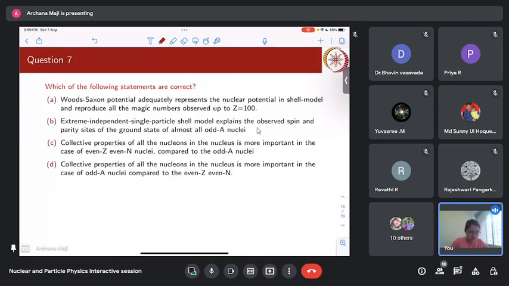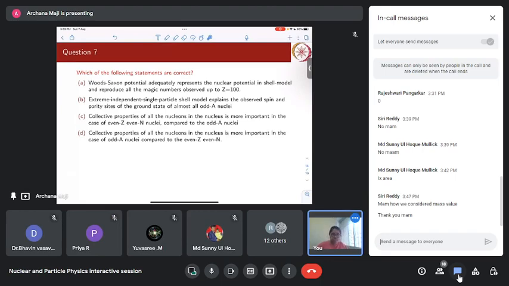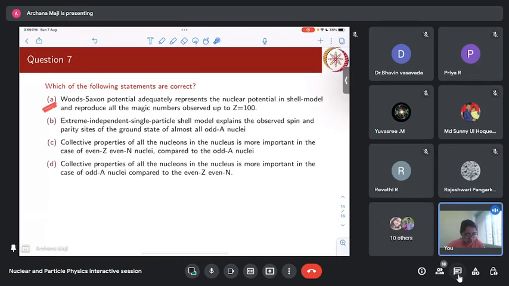Okay, I want you to answer this question. Which of the following statements are correct? Woods-Saxon potential adequately represents the nuclear potential in the shell model and reproduces all the magic numbers observed up to Z equal to 100. If you have gone over the lecture, you must know this. Is this option A correct? Can this Woods-Saxon potential adequately represent nuclear potential in the shell model and reproduce all the magic numbers observed up to Z equal to 100, or is it false?